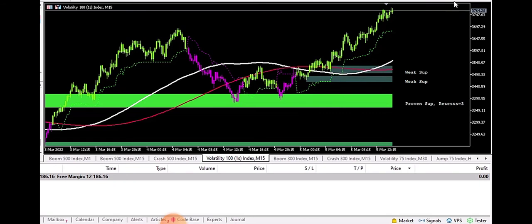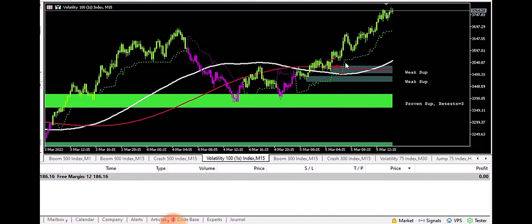Now this is volatility. I'm just trying to show you that this system works in all of them. Don't just restrict yourself to boom and crash alone. This is volatility 100x, right? You see, you take your buy, price above the two moving averages, and the candle is green, you take your buy. This trade is still going on, so we don't really know where it's going to stop.